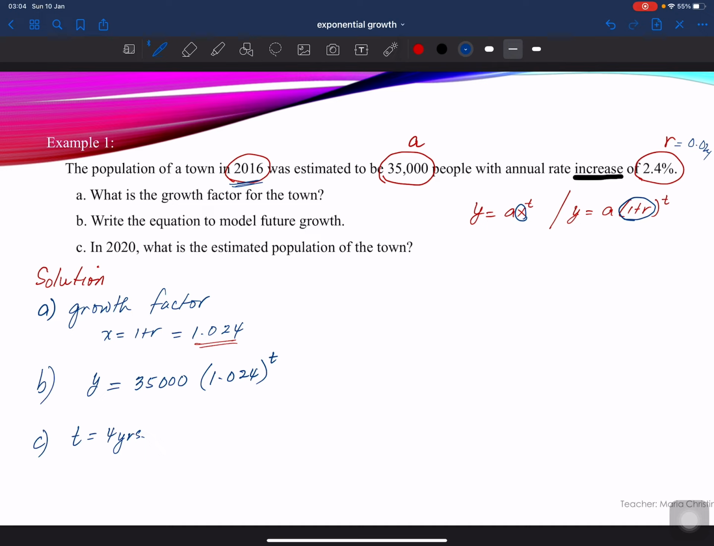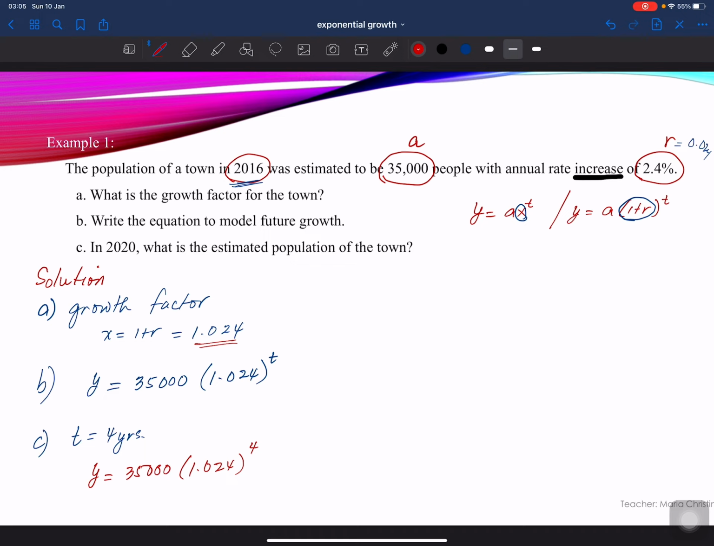So we just substitute t, which is equal to 4 years, here in our equation. So we will have y is equal to 35,000 times 1.0024 to the fourth. Our t is 4. So simplify that.